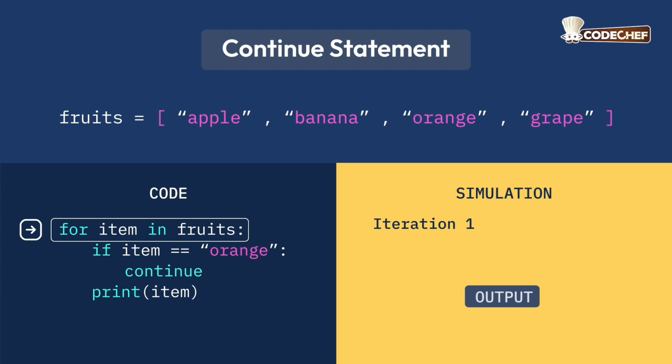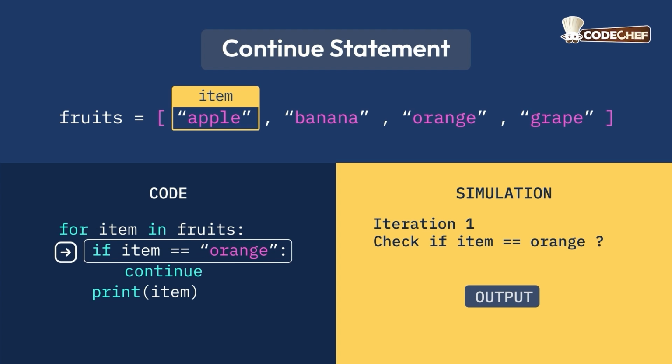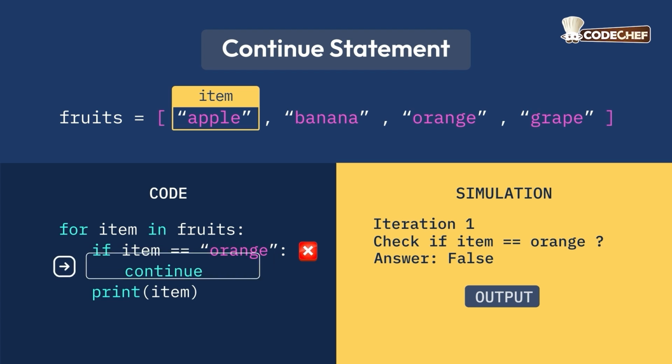In the first iteration, item value is apple. Control moves to the if statement where we check whether the value of item is orange or not. Now, since apple is not equal to orange, the condition fails. Control skips the code inside the if block and the print statement is executed.